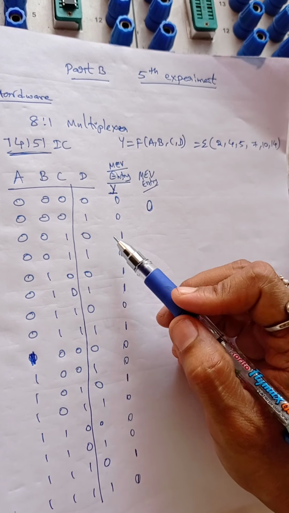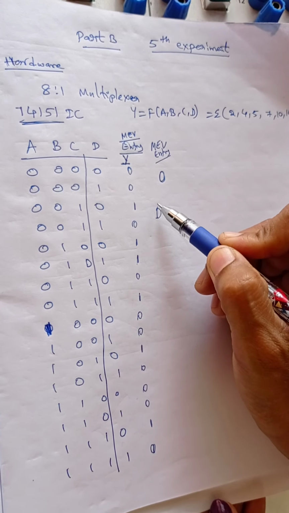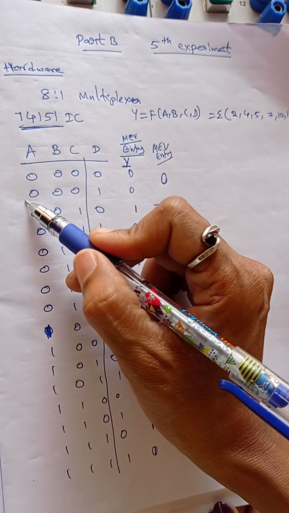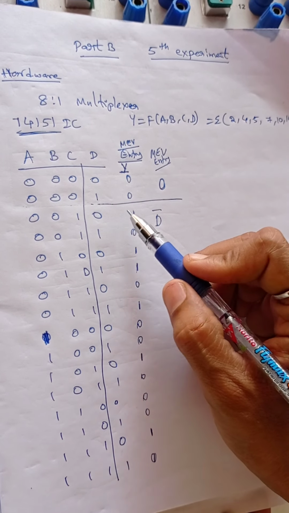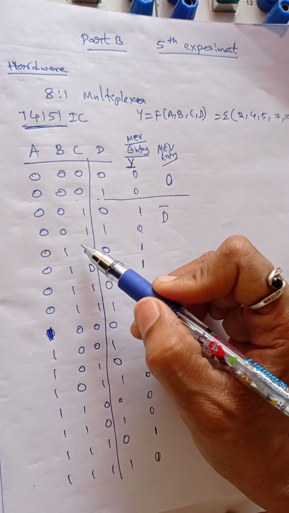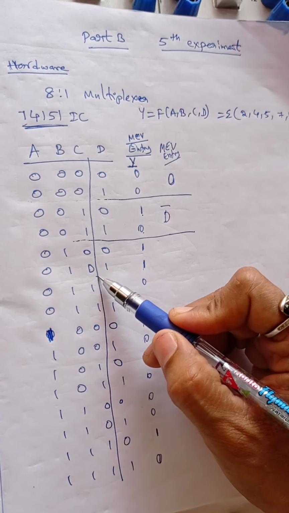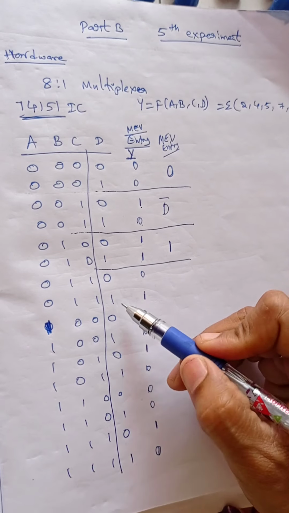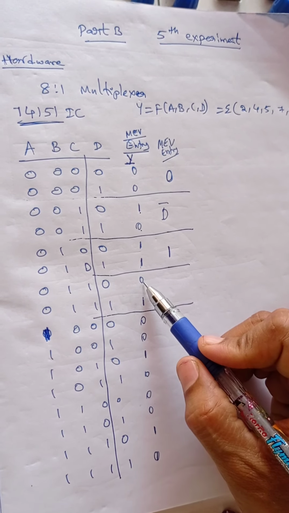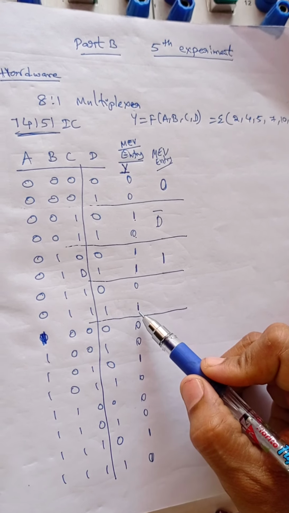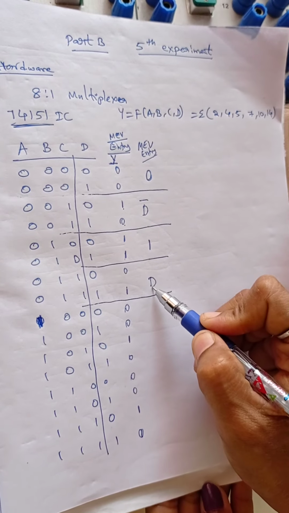Now 0 1, 1 0, inverted values, so D bar, because this is inverted, 0 becoming 1 and 1 becoming 0. So D bar is entered. Next both are 1, so you should enter 1. Next these two values are 0 and these two are 1. That means input and output are the same, so you should enter D.